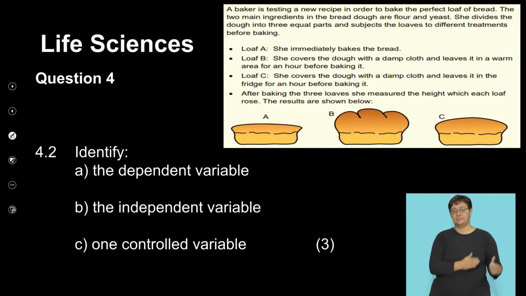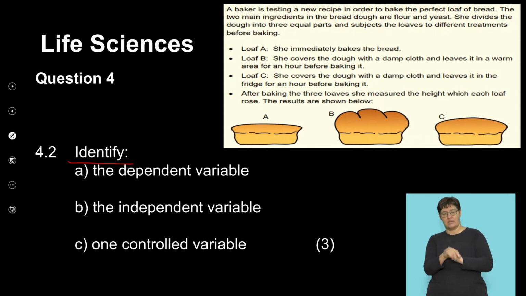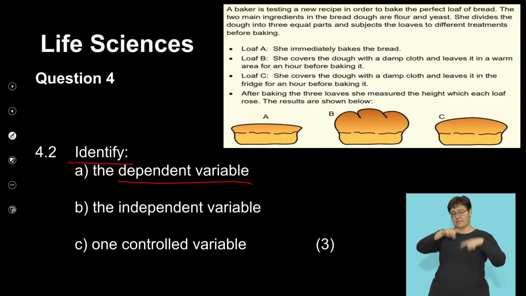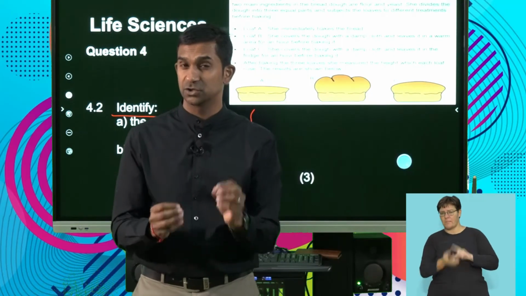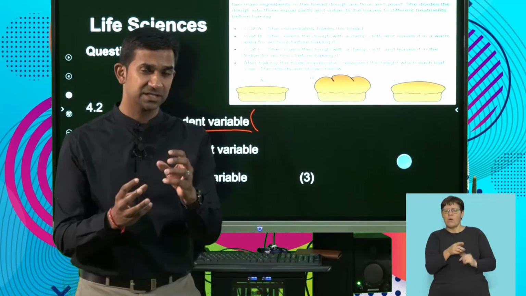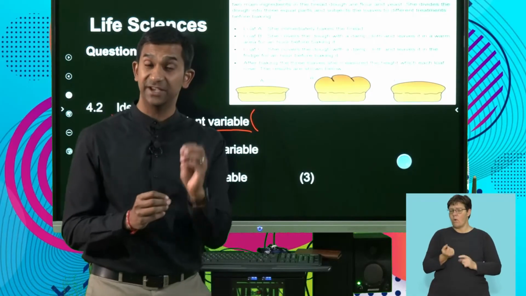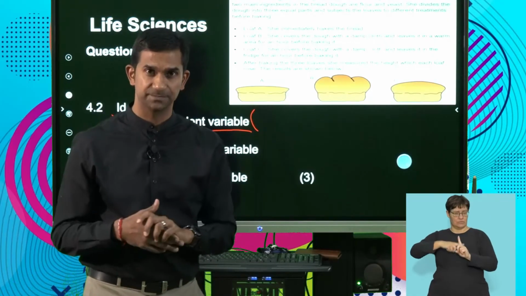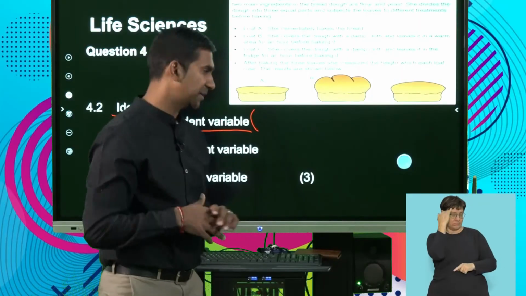Let's move on to question 4.2. The question requires us to identify A, the dependent variable. So I want you guys to think about that. The dependent variable is that variable that is used to be able to draw a conclusion. So what was measured in this experiment that helped us to draw a conclusion about the effectiveness of different temperatures? I'll leave that to you to think about.